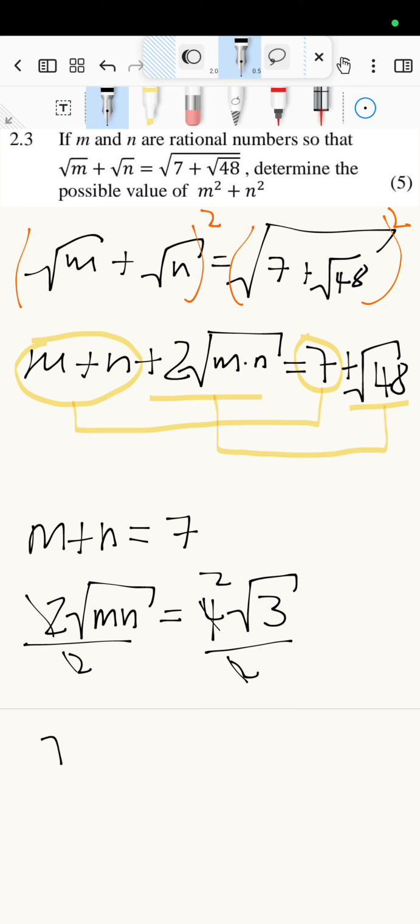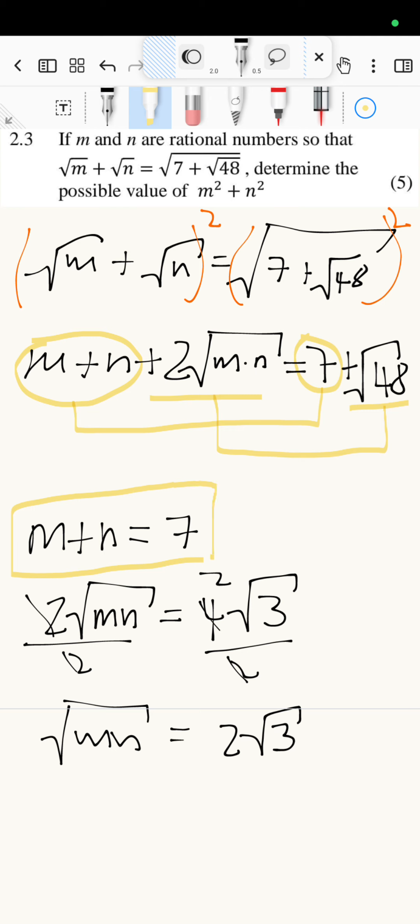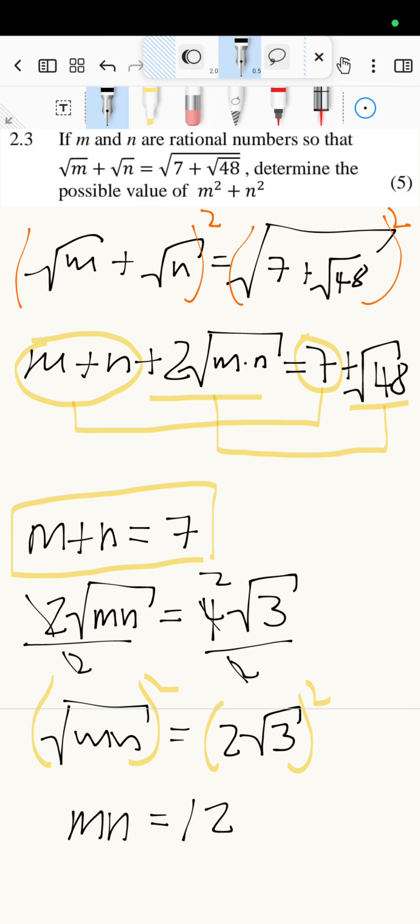So on my left hand side, I have square root of mn equals 2 square root 3. So now we've got these two equations over here, this one and this one. Maybe let's not take that second equation. We can square both sides over here. Square this, square that. So I'm going to have m times n is equal to 12.